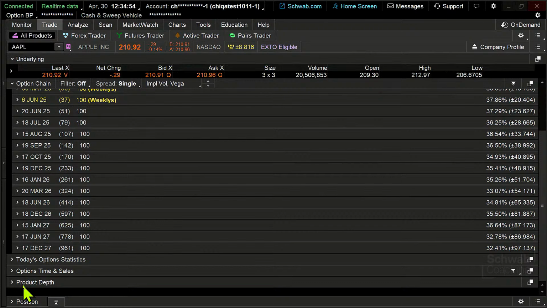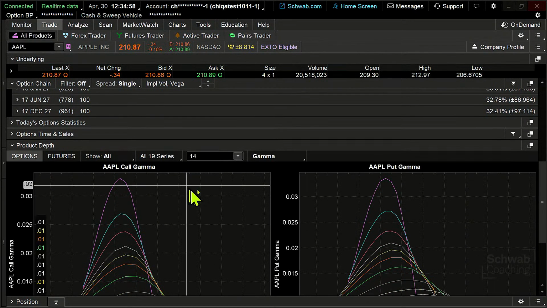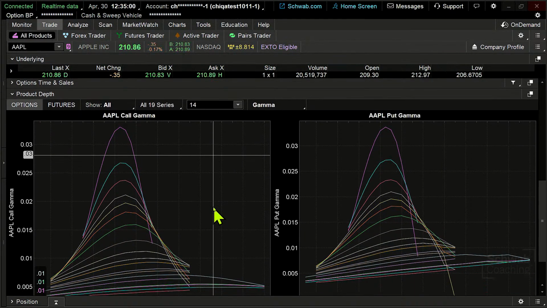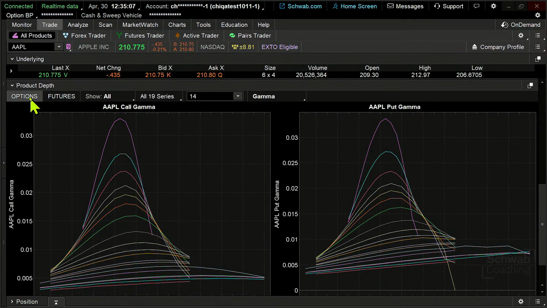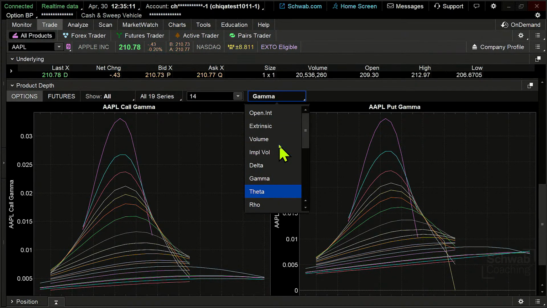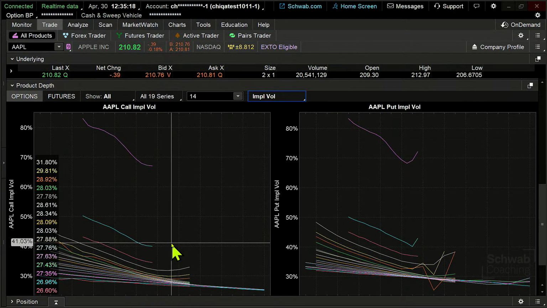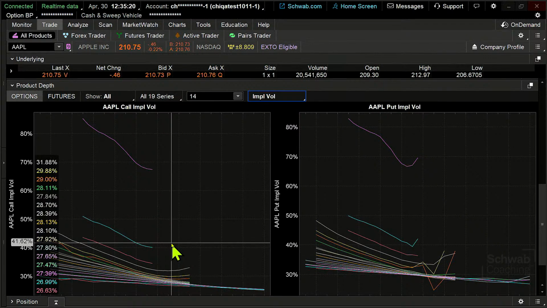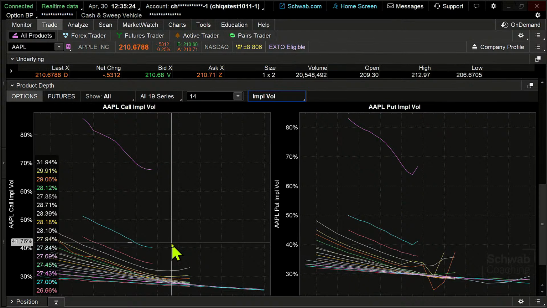So what I'm going to do is I'm going to come all the way down here to product depth. And some of you may not have looked at this particular tool before. But here's what we're going to do: we're going to look at our options, and we're going to change our gamma function here. We're going to make this implied volatility. So we're going to look at implied volatility. Now, right now, what we're looking at is the implied volatility, the average implied volatility for calls and puts across all of the expirations. Because remember, we've got that average.